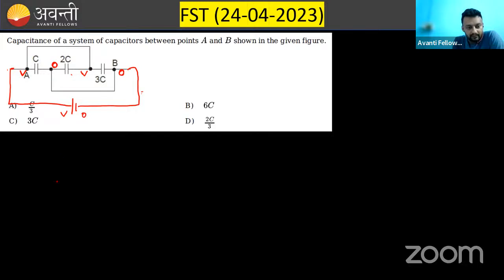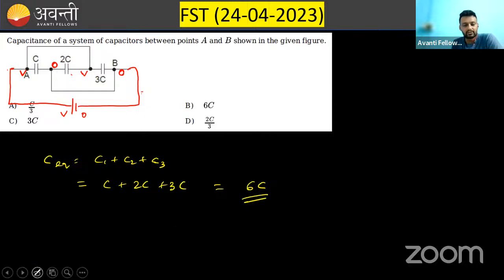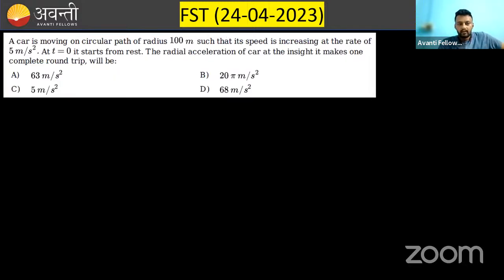For a parallel combination, if you write, C equivalent is equal to C1 plus C2 plus C3, because all are in parallel. If they are in parallel, then you can conclude C plus 2C plus 3C, that is 6C, which is option number B. Very much doable. Next question.